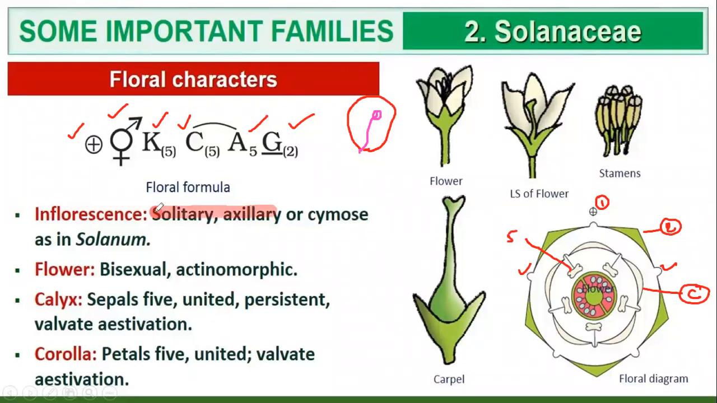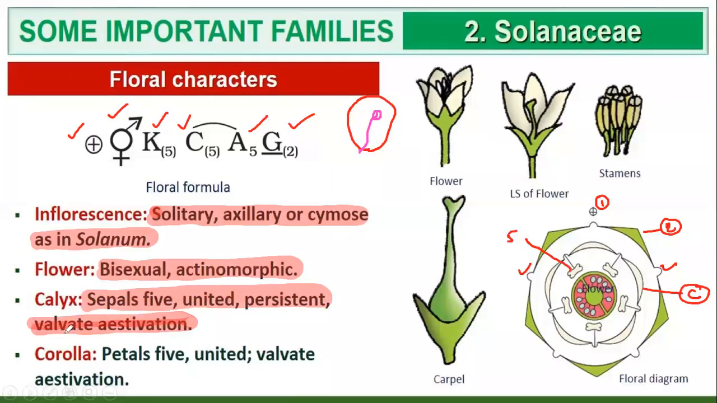Let's talk about the characteristics. Inflorescence wise, they are solitary, axillary, or even cymose. They are seen in Solanum. Flower bisexual, actinomorphic. Actinomorphic means that they show radial symmetry. Calyx, 5 sepals united, persistent, meaning they are present even after fruit formation. It shows valvate aestivation. Corolla, 5 petals, they are united together. Again, it shows valvate aestivation. So this becomes the floral characteristics of Solanaceae.